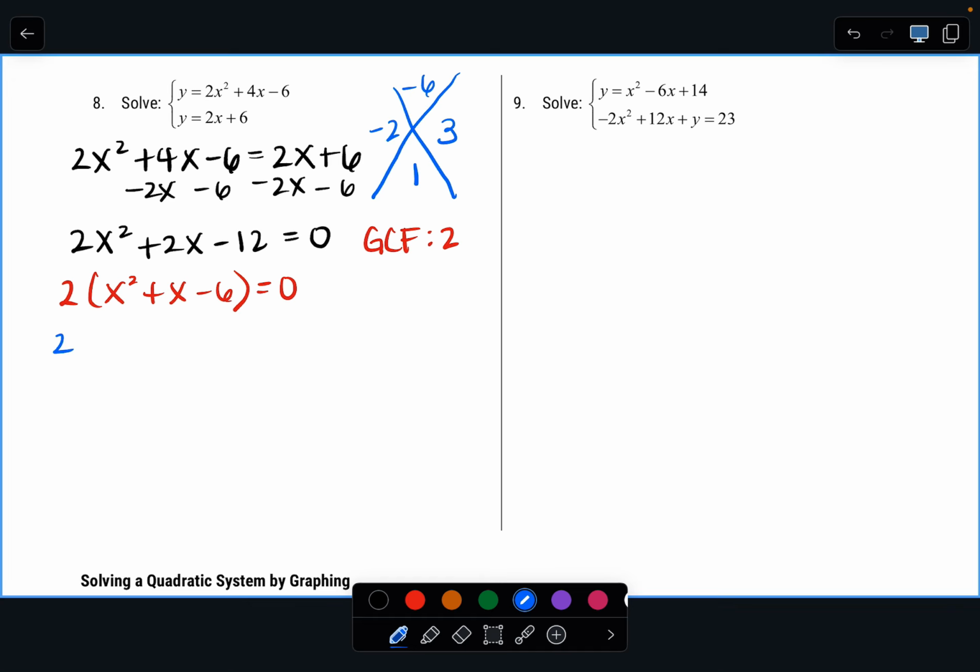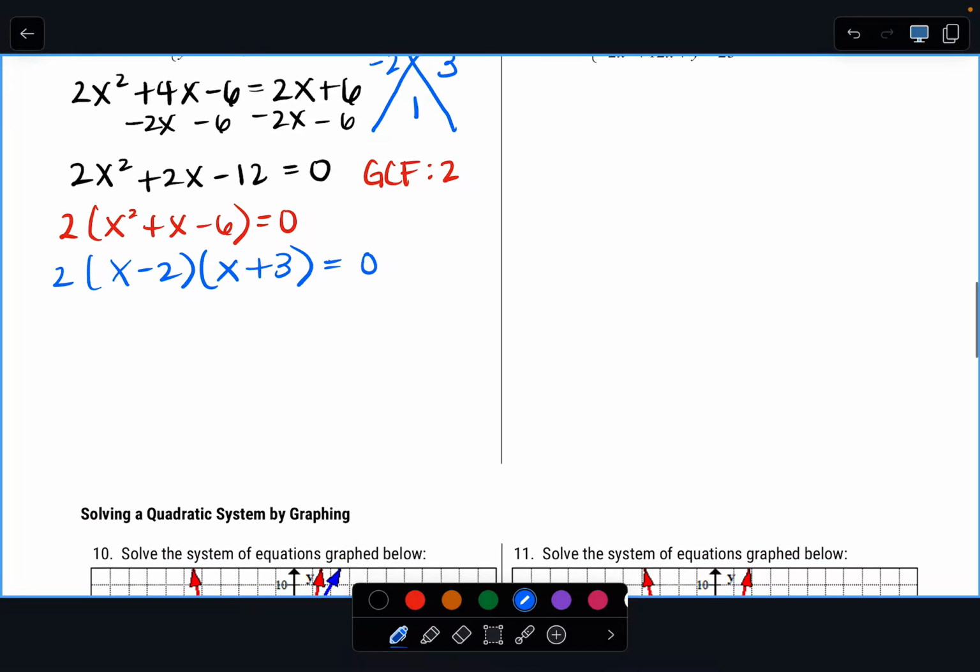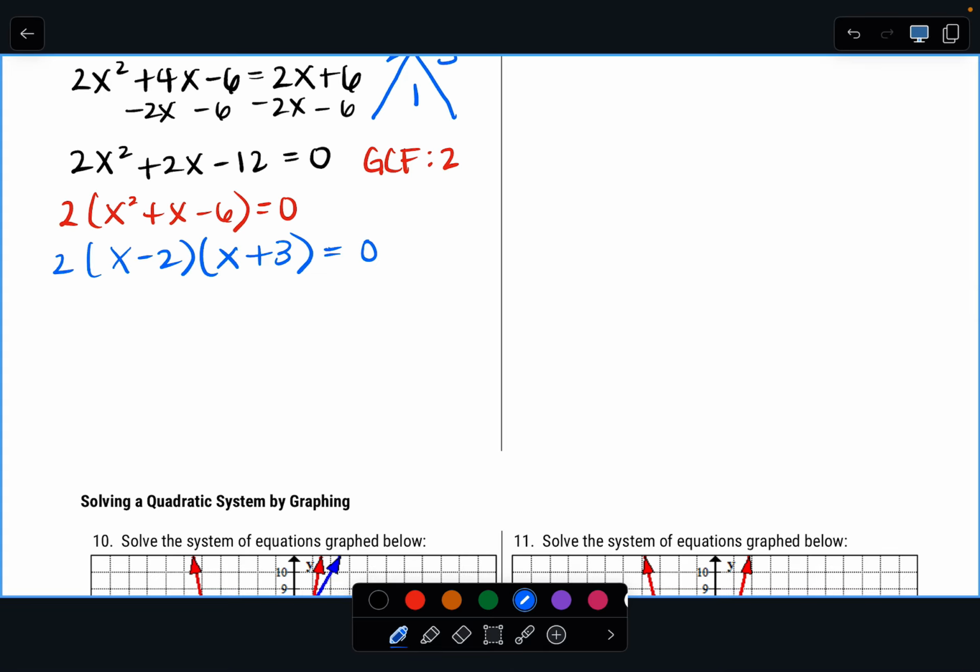So I'm going to go in, and because a equals 1, I can just say x minus 2, x plus 3 equals 0. You can only use the shortcut when a equals 1. I will say this 50 million times. You can only use the shortcut when a equals 1. So if I set each factor equal to 0, 2 equals 0 isn't going to give me anything. X equals 2 is one of them, and x equals negative 3 is the other.